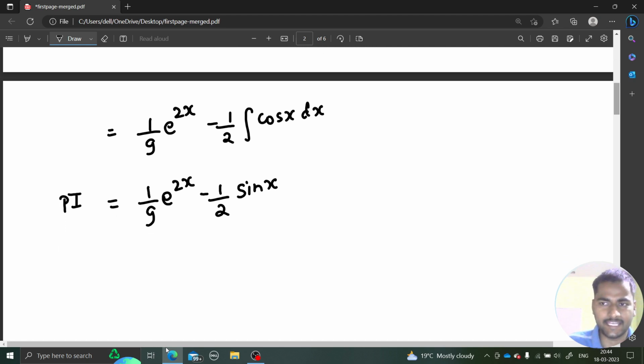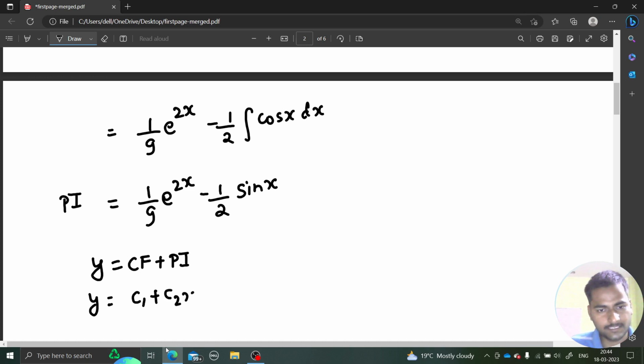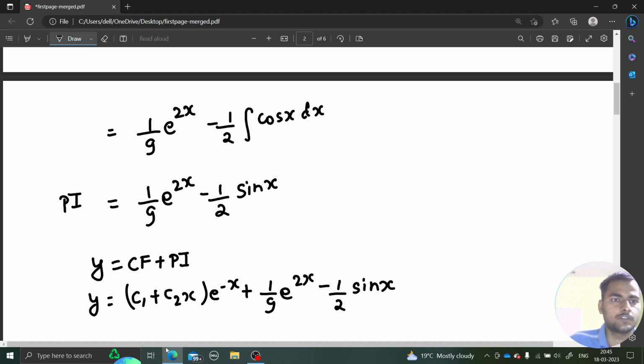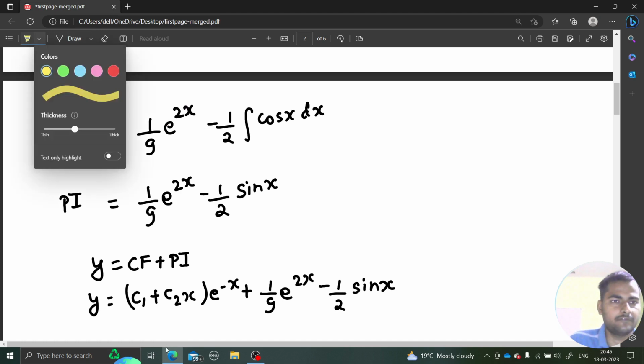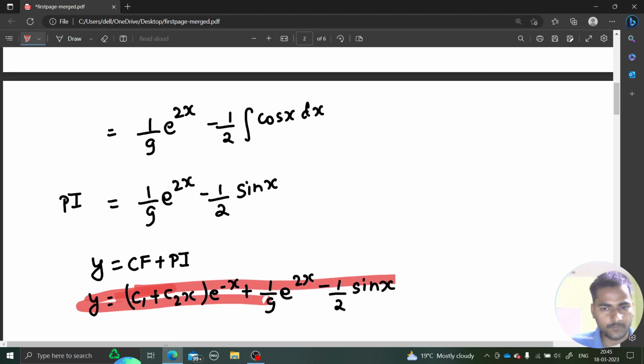Now finally, your y will be CF plus PI. So your y will be, CF was (C1 plus C2x) e power minus x, plus your PI, which is 1 by 9 e power 2x minus 1 by 2 sin x. So this is the final picture which I was going to show all of you. Again, not that difficult, if I would say.